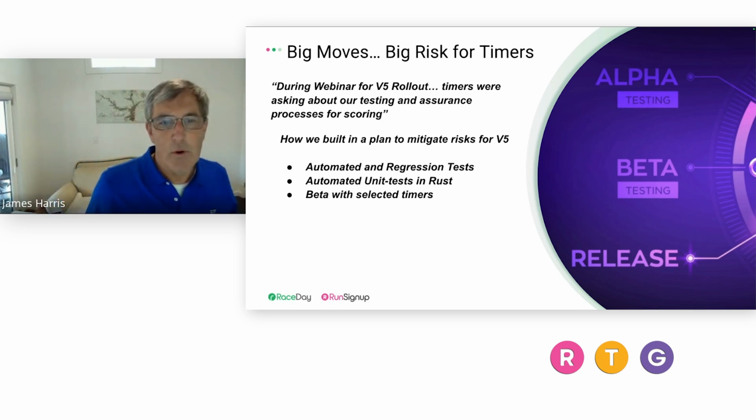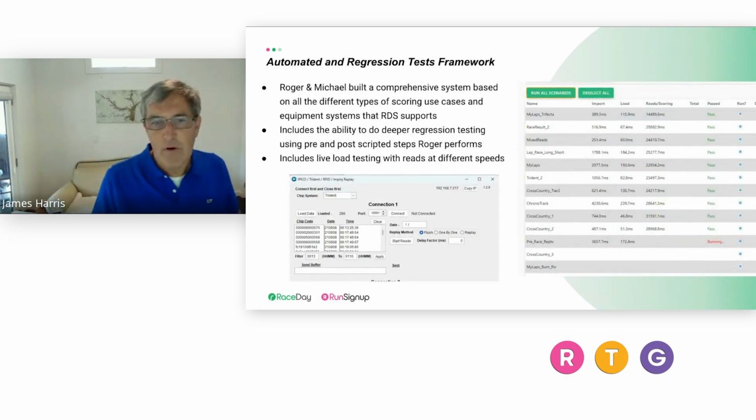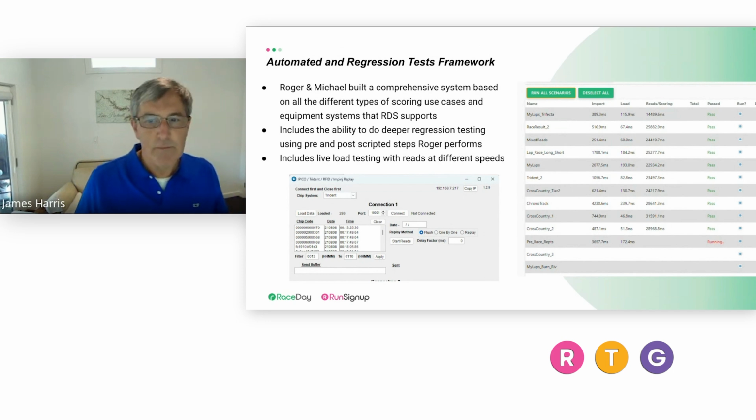And so I took a moment in the webinar to talk at a high level about what we did and what our plan was to mitigate their risk. It was very interesting that they were so concerned about it. So I'm going to take a moment to talk about that multi-plan approach that we had. The first thing we built, and this actually started years ago as we started working with Roger, was a comprehensive set of tests.